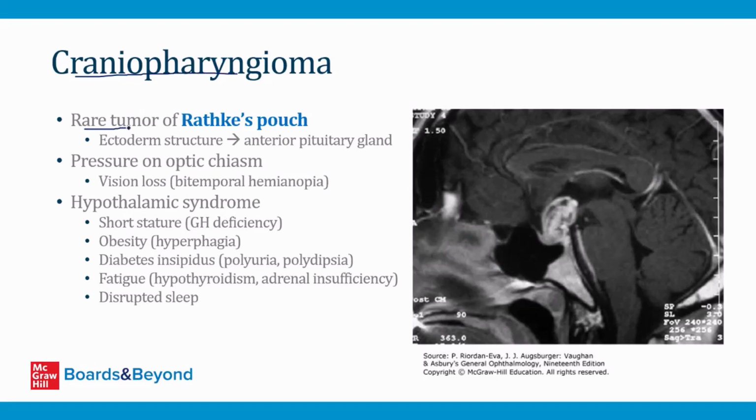There are only a few hundred cases of this tumor a year in the United States. These tumors derive from Rathke's pouch, which is an embryologic structure. It comes from the ectoderm, and it gives rise to the anterior pituitary gland.